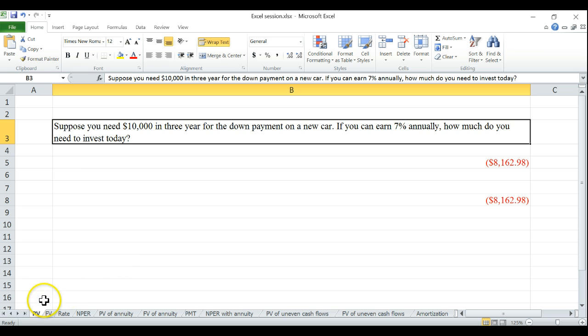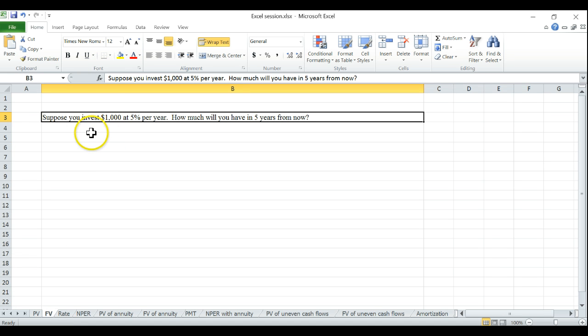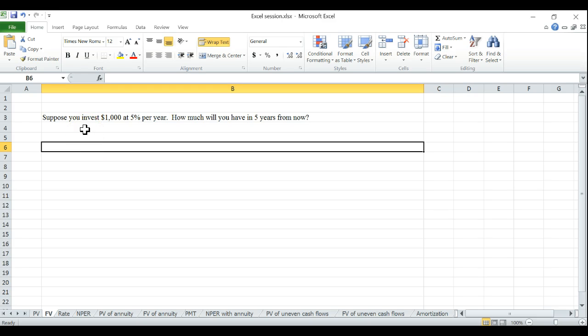Next, then we have is the future value. So in this example, suppose you invest $1,000 at 5% per year. How much will you have in 5 years from now? So again, the formula I know is future value, otherwise you could find it.